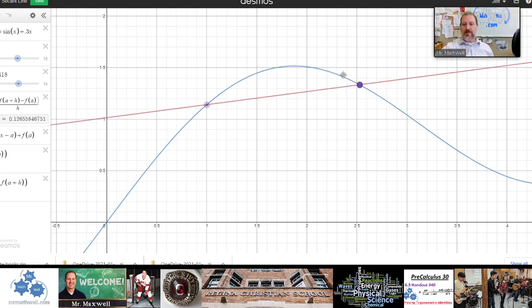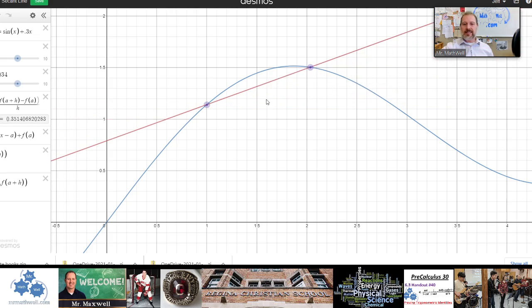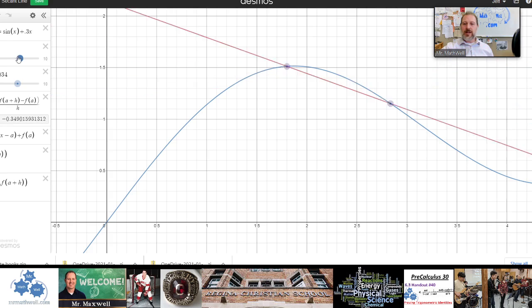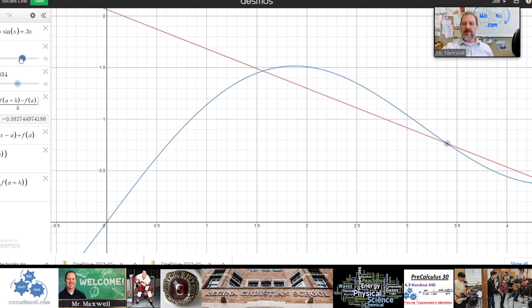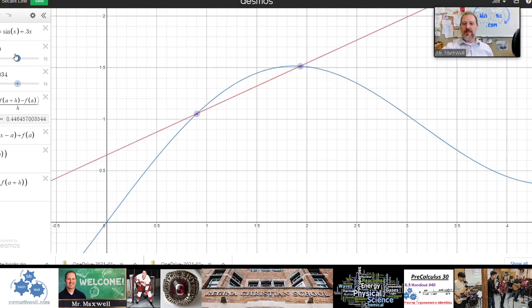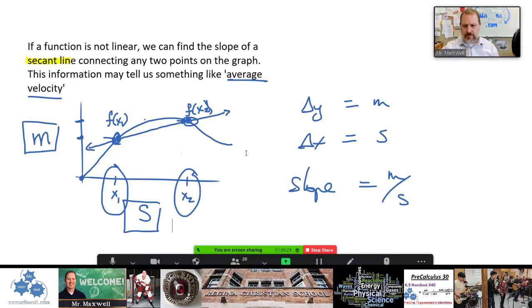So let's just move this back around. Okay, so there's a secant line like this, and now watch this, I can find the average velocity between any 2 points here, you see? Any 2 points. And I can calculate the slope of that line, which in this case might be average velocity.